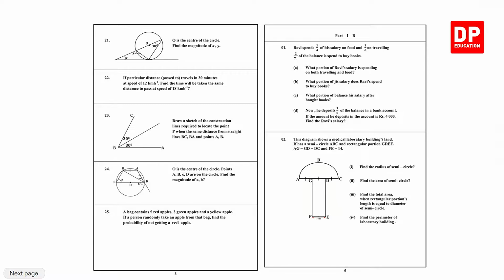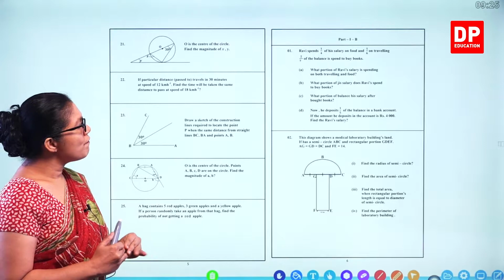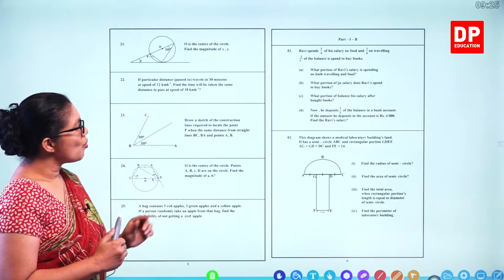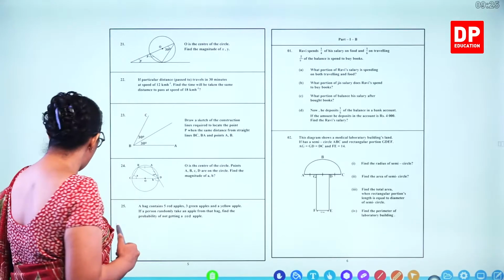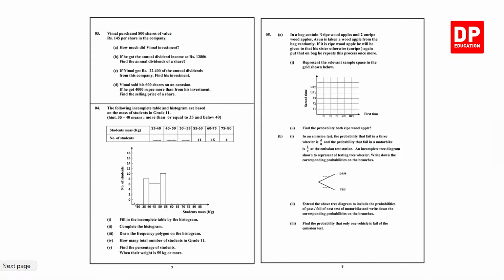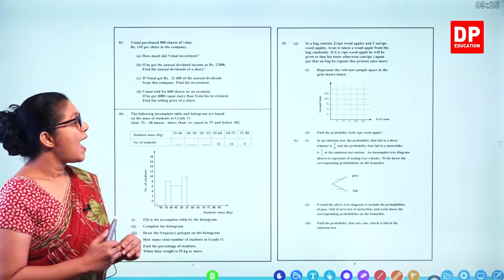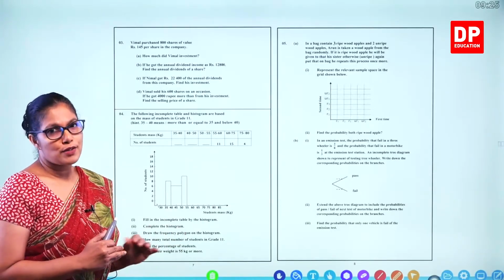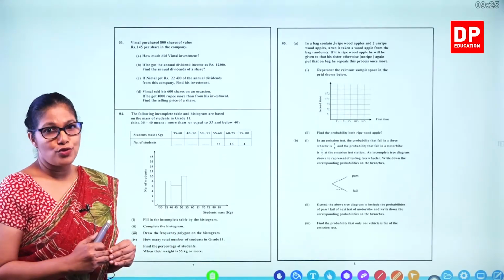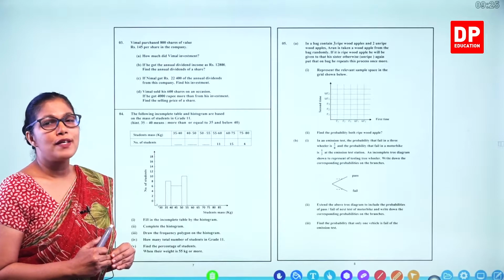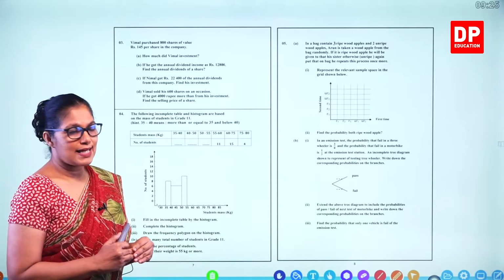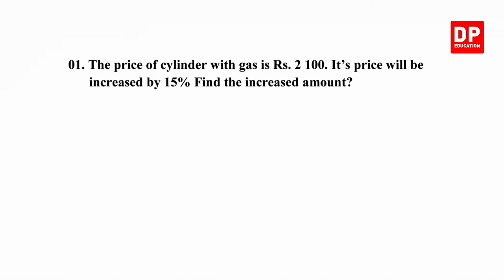Then you get part B. Part B has 5 long questions. So 1 and 2 are on the first page, 3 and 4 on the next one, and on the last page you get the 5th question. Complete the paper first and then look at my video. So let's try to do paper 1 Northern Province 2019. Let's take question number 1.